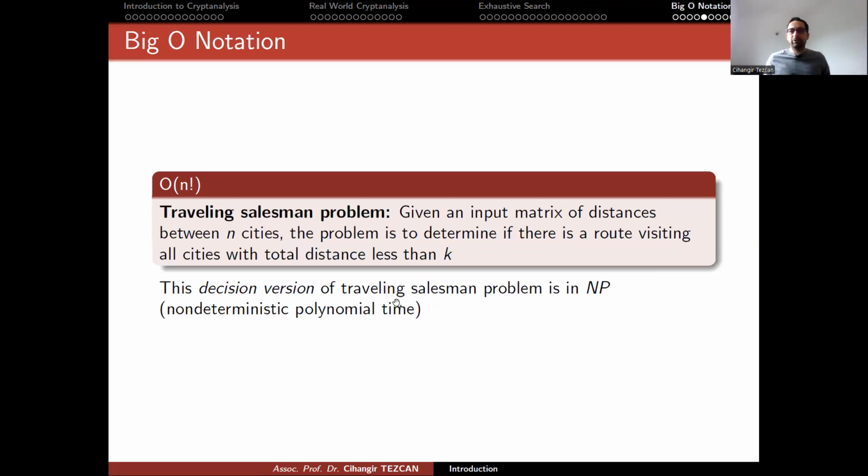But an algorithm might take even longer to run, like n factorial, which is a huge number when n increases, of course. The traveling salesman problem is an example of this. Given an input matrix of distances between n cities, the problem is to determine if there is a route visiting all cities with total distance less than k. This is one way of stating the problem, of course. This decision version of the traveling salesman problem is in NP, which stands for non-deterministic polynomial time. It is a very hard question, and it takes a very long time to solve when n is really large.